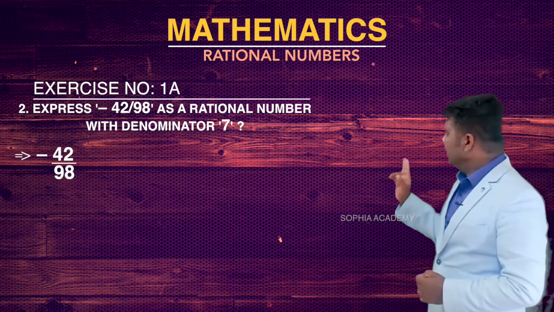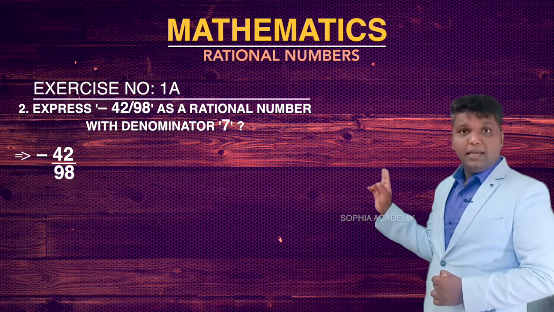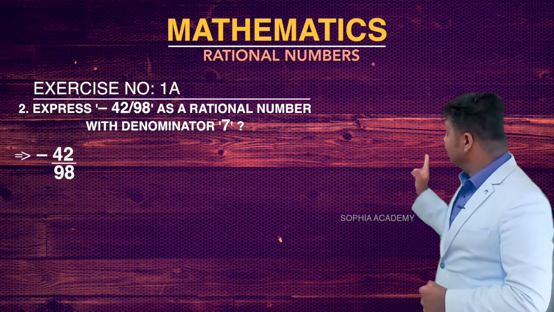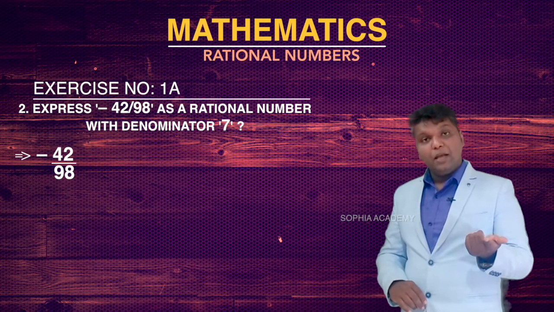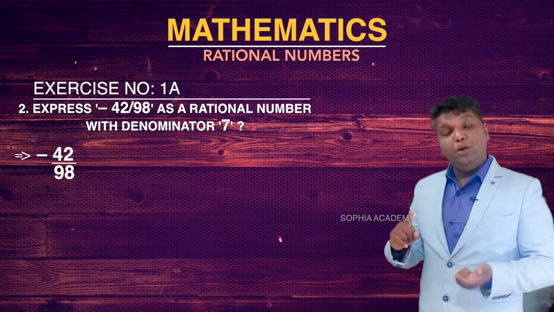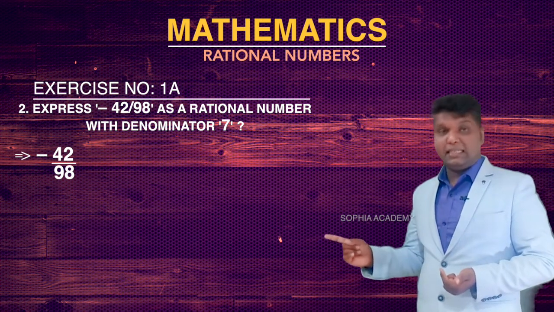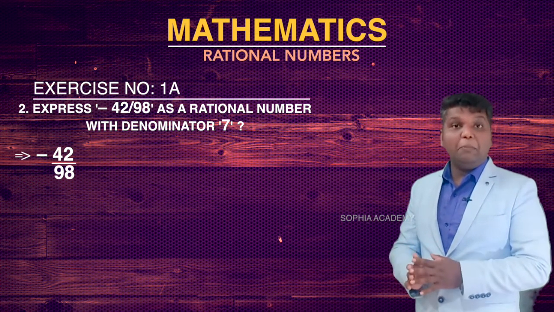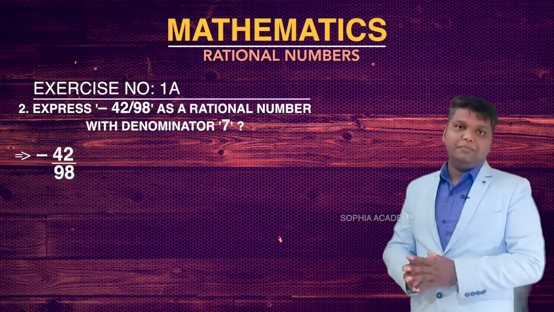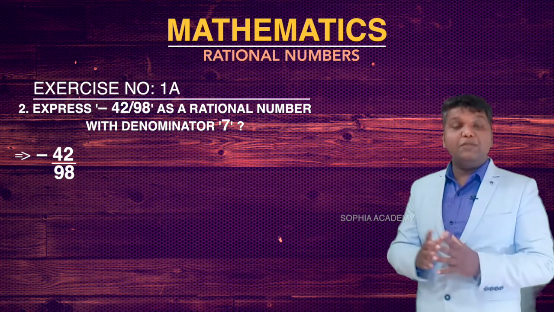Now tell me, here it is 98, right? Here it is 98, and you have to make this into 7. In the previous question, what was the denominator? The denominator was 5, and you have to make it to minus 30, so that you are thinking of multiplying. By which number should it be multiplied to get 30? That was the thing which we were thinking about.